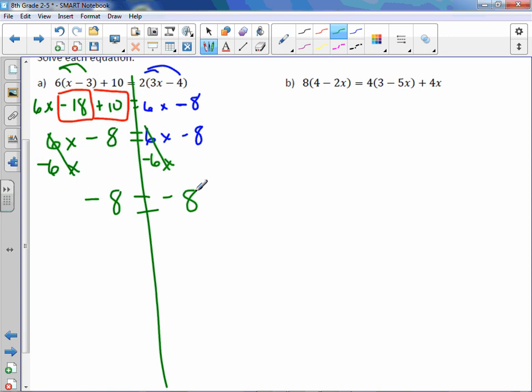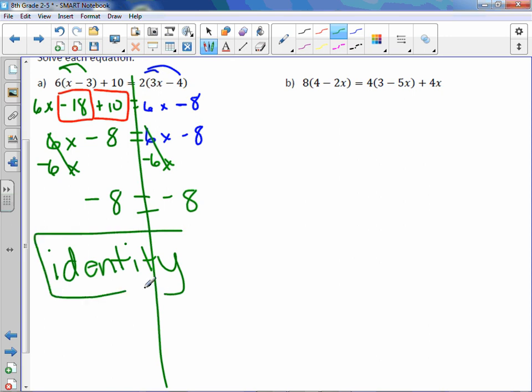Because this is a true statement, this is called an identity. It does not matter what number, fraction, decimal, any number you put in for x will result in a correct answer, a true statement. So all values of x are the solution to that equation.